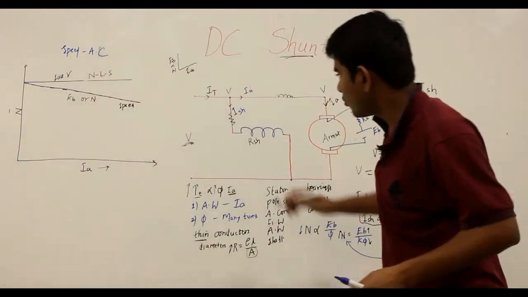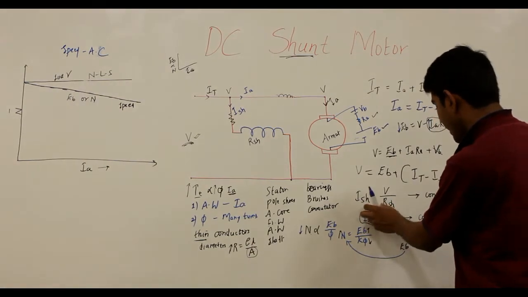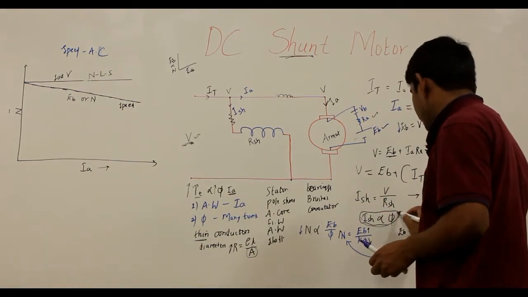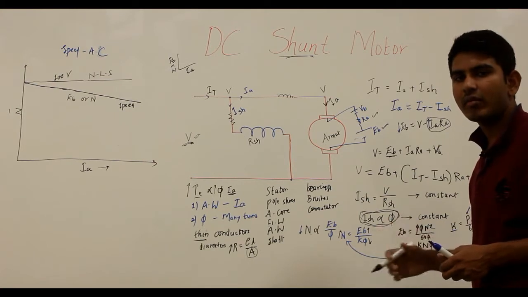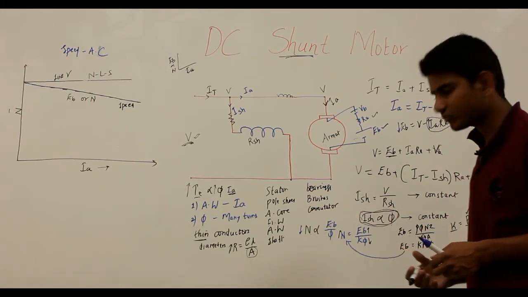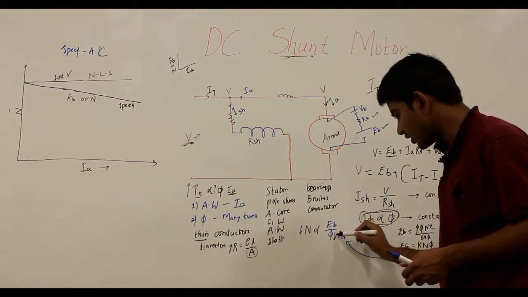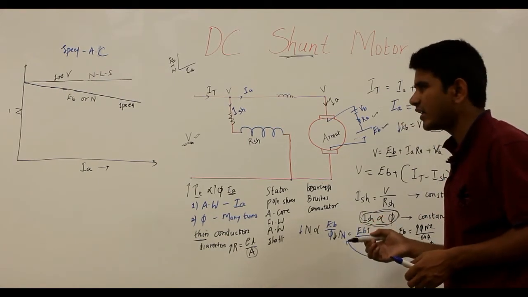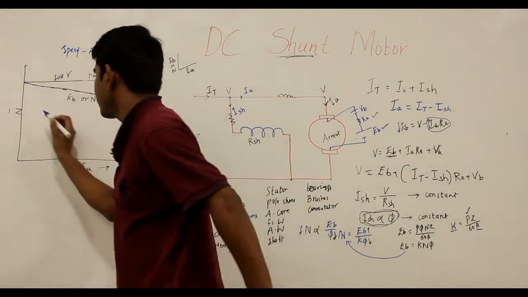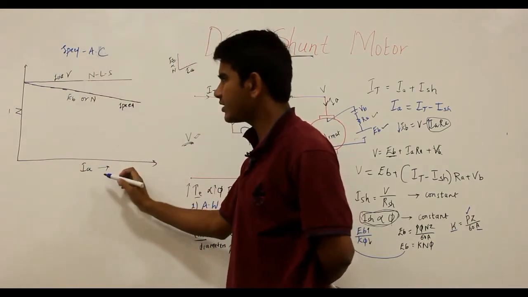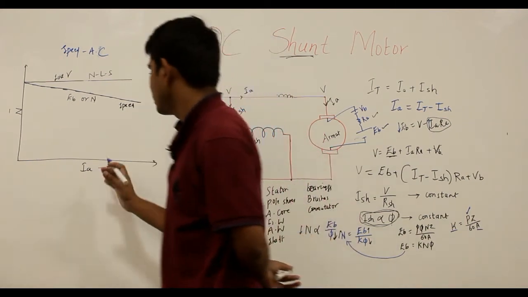Now when the motor is running, in general practice, if the voltage is kept constant, the I shunt value remains constant, and as I shunt is proportional to phi, your phi will remain more or less constant. At no load, the flux has a maximum value, and as the load increases, there will be a weakening of the field flux due to armature reaction. As the load increases, the armature current increases, and as a result of the armature reaction, there will be a slight fall in the field flux.